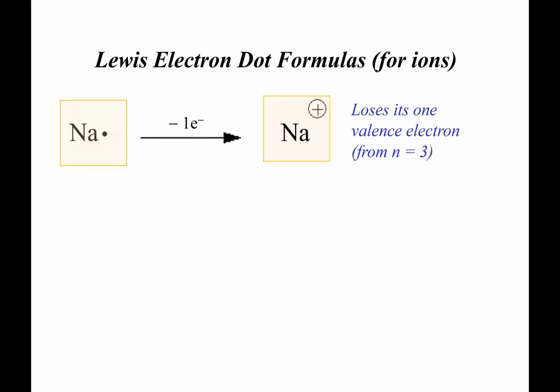So let's kind of take a look at what it looks like when a metal like sodium becomes a cation. So sodium is 1A. It has 1 valence electron shown there in its Lewis dot formula. We can kind of use a chemical equation to represent the loss of 1 electron. And then over here, I'll put a +1. Plus or +1 means the same thing. So this says it loses 1 valence electron from its n equal to 3. So are we good with that?